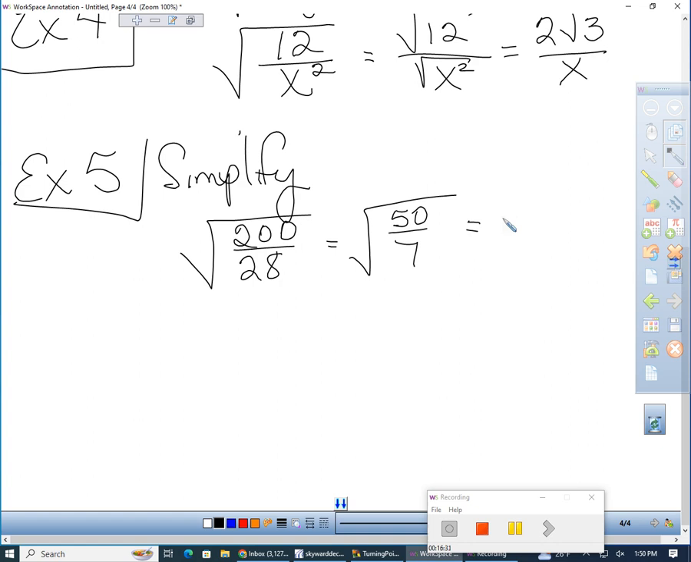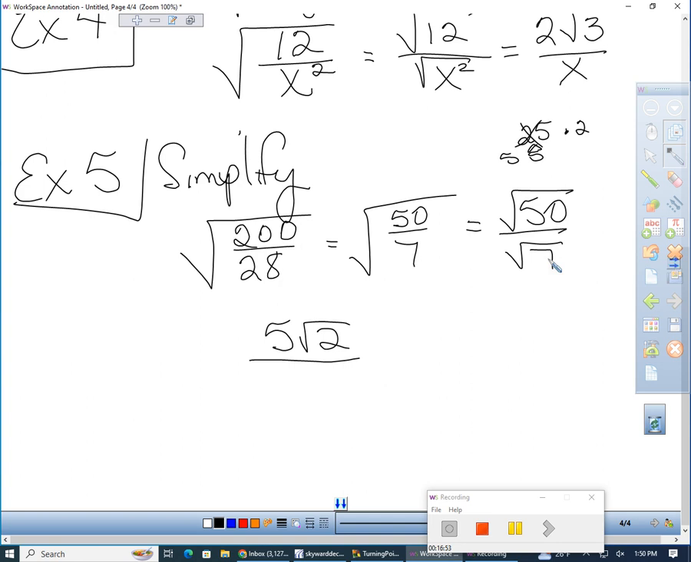Okay, now we break this into the square root of 50 over the square root of 7. 50 breaks down into 25 times 2, and that's 5 times 5. So the top is actually what? Okay, can I simplify the square root of 7? Okay, so now I'm to step 3, where I have to rationalize. So I times both the top and the bottom by the square root of 7.